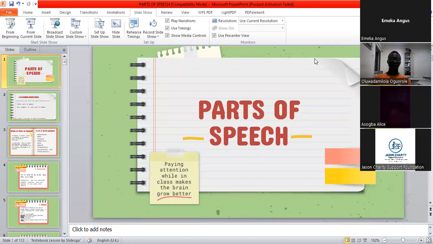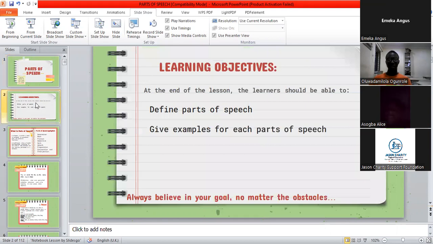However, for today, we're looking not just at that; these are the things that we want to achieve for this class. At the end of this lesson, we should be able to define the different parts of speech, and we should be able to give an example for each of them as used in sentences.